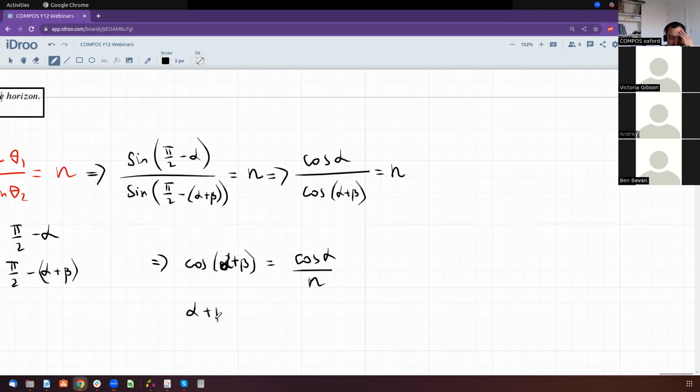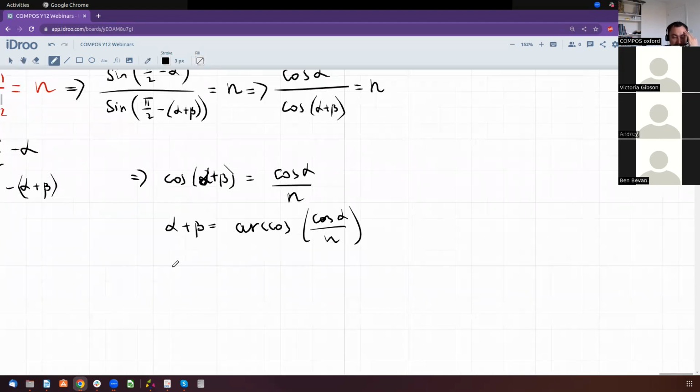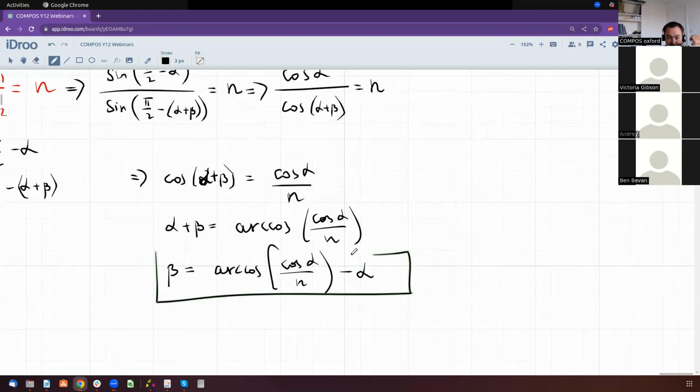So alpha plus beta is going to be arc cos alpha over n, and beta. We can do this because we know that alpha plus beta has to be less than 90. So it's the first quadrant, therefore we can just use arc cos. Beta is equal to arc cos alpha over n minus alpha. And this is the answer.